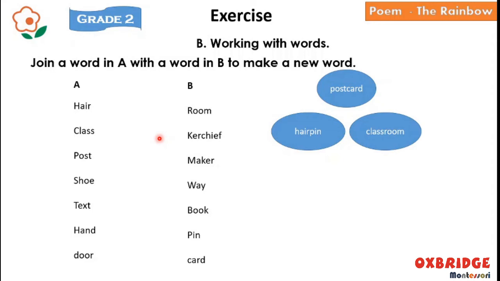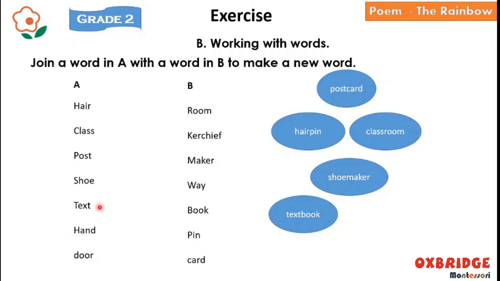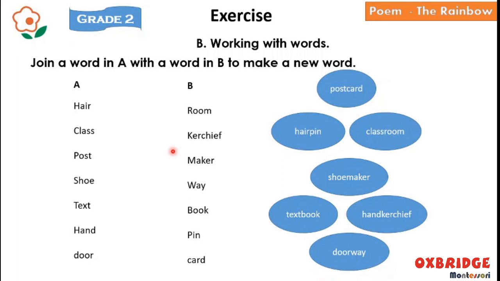Can you make any other new word? So the next one is shoemaker, and you can see that shoe is in list A and maker is in list B. So the new word is shoemaker. Textbook. You can see that text is in list A and book is in list B. And the new word is textbook. Handkerchief. So here is hand and here is kerchief. Handkerchief is a new word. And the last one is doorway. Here is door and here is way. The new word is doorway.